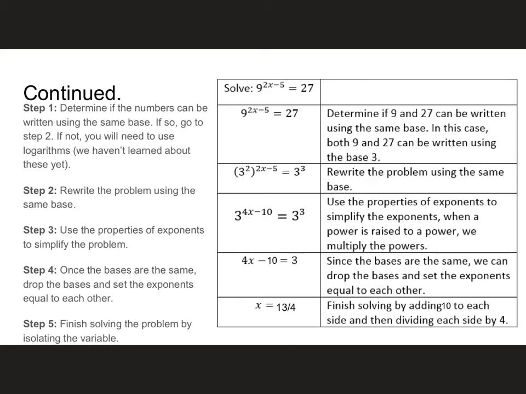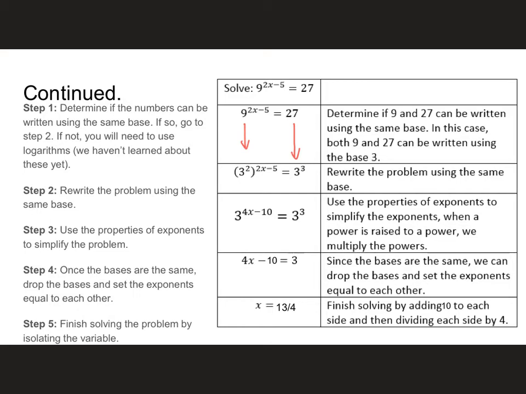All right, in example number 2, we have 9 raised to the power of 2x minus 5 equals 27. So you can see now this problem has bases that are not the same. 9 is the base on the left side, 27 is the base on the other side. So our first step is to figure out, can I rewrite 9 as well as 27 as the same base? So take a minute and think about that. And hopefully you came up with, I can rewrite 9 as 3 squared and 27 as 3 cubed.